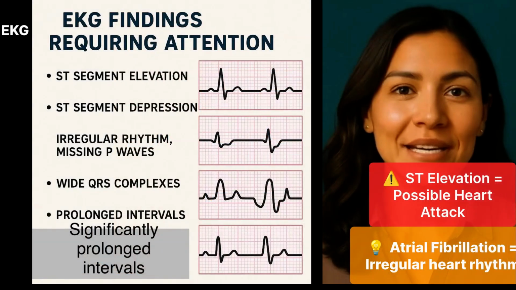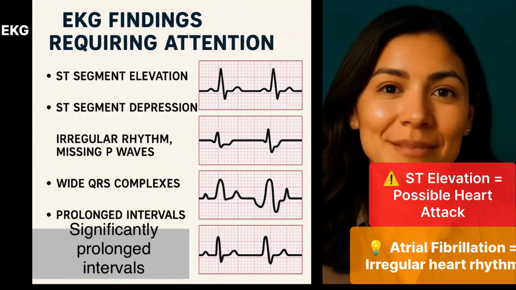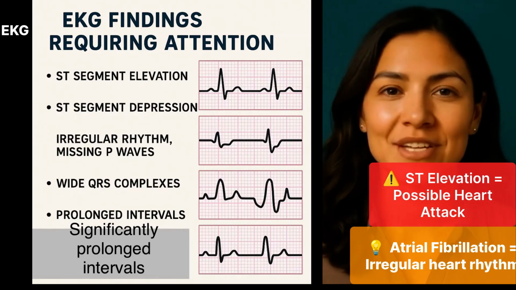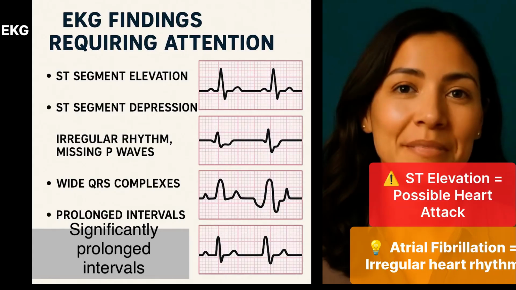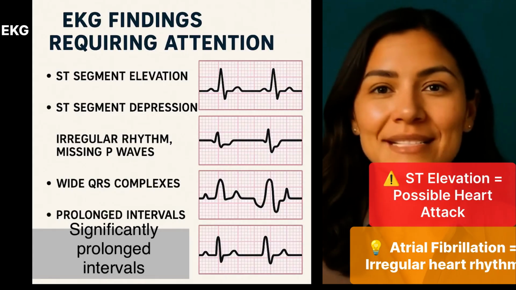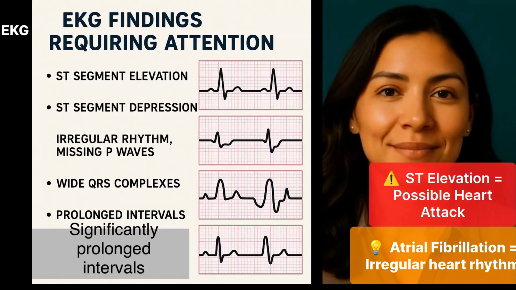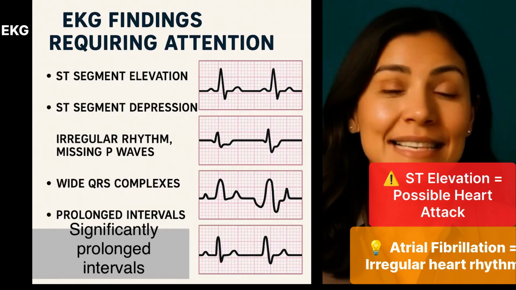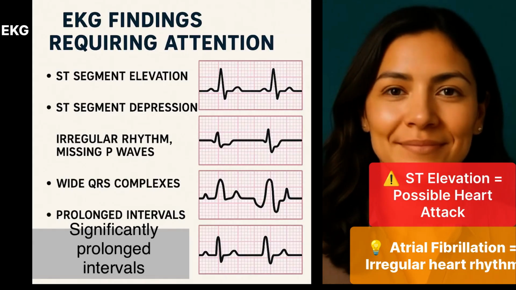When interpreting EKGs, certain findings require immediate attention. ST segment elevation might indicate myocardial infarction, while depression could suggest ischemia. Irregular rhythms, especially when accompanied by missing P waves, might indicate atrial fibrillation. Wide QRS complexes could signal bundle branch blocks or ventricular rhythms. Always pay attention to significantly prolonged intervals, as they may indicate conduction abnormalities requiring urgent intervention.